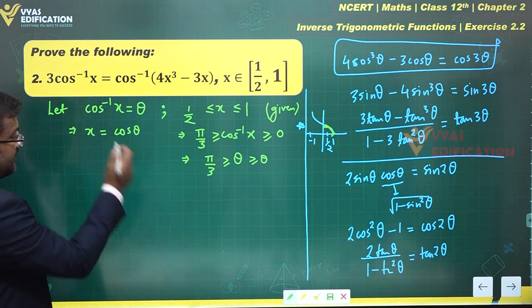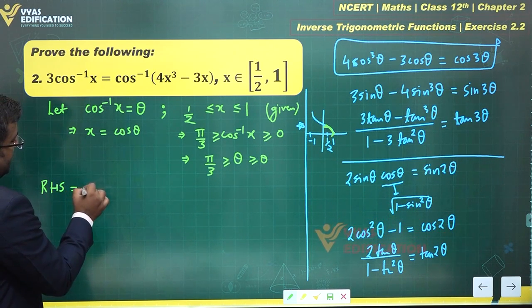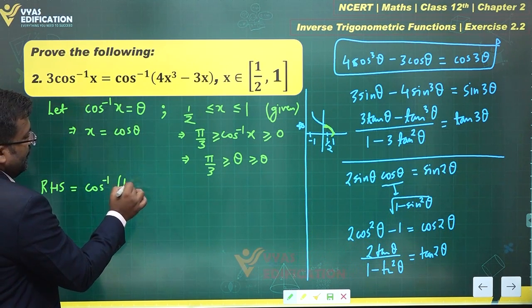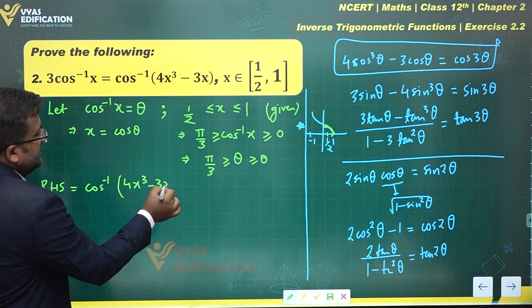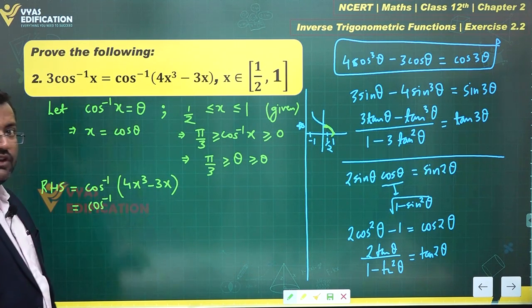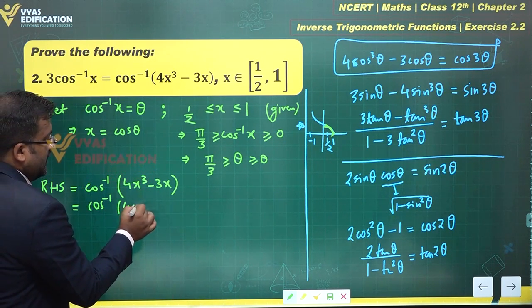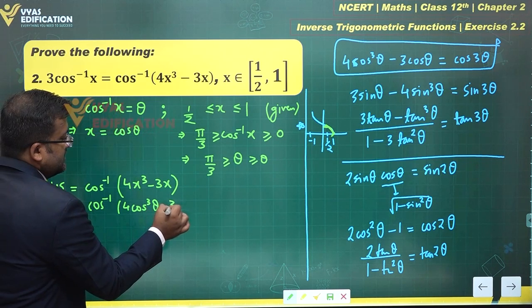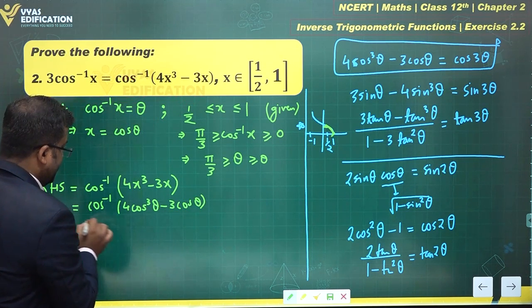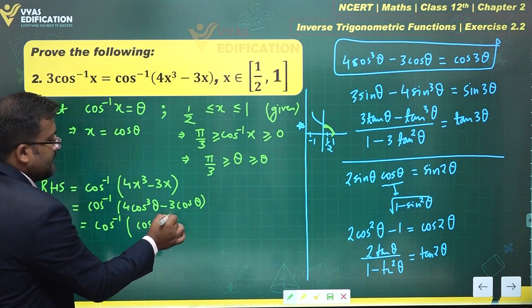Okay. Now let us begin with the RHS. In the RHS you have cos inverse of 4x cube minus 3x, which can further be written as cos inverse of, on the basis of this x over here, 4 cos cube theta minus 3 cos theta. And this will further be written as cos inverse cos 3 theta.